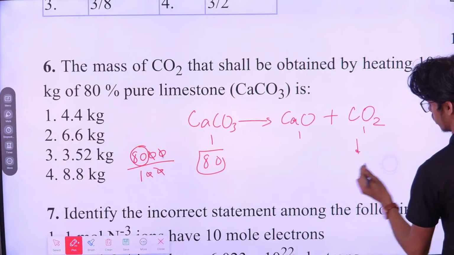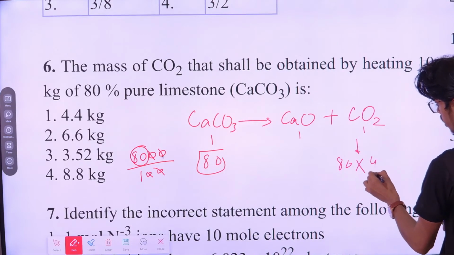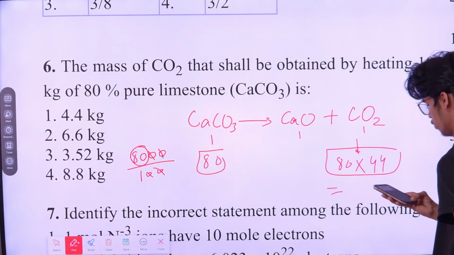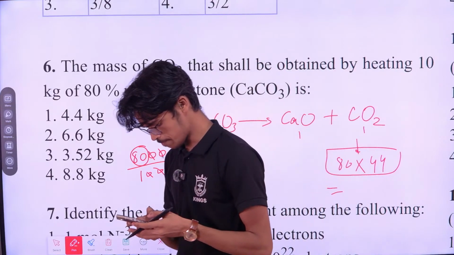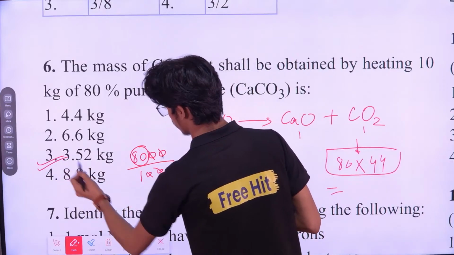Why? See, you got 80 moles, right? And 1 mole of carbon dioxide weighs 44 gram. So this will be the right answer. So 80 into 44. Let's see. 80 into 44. We have 3520 grams. It means 3.52 kg.